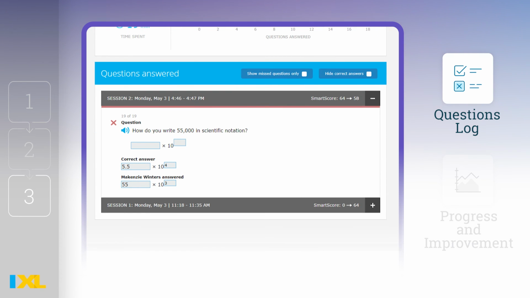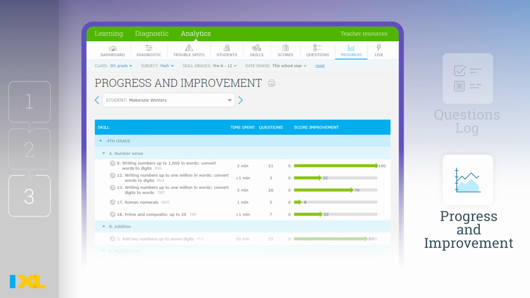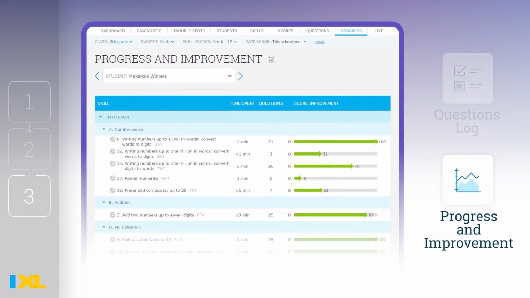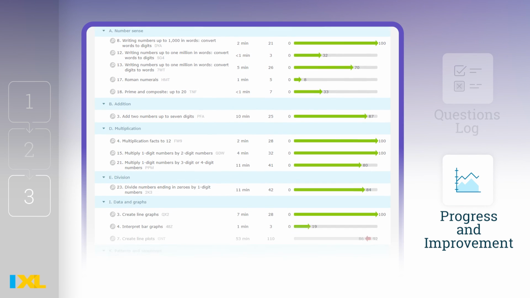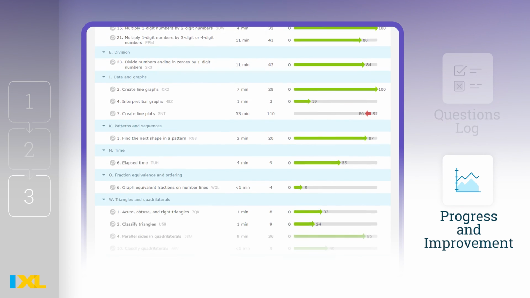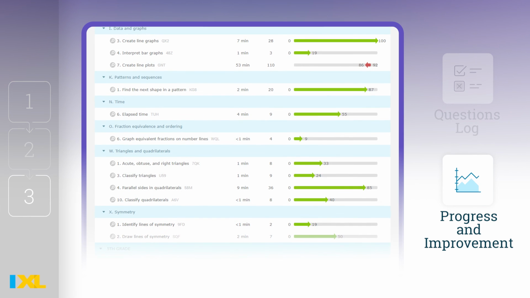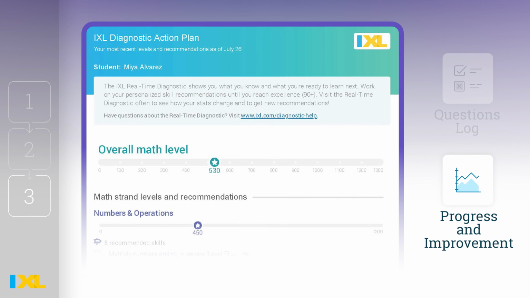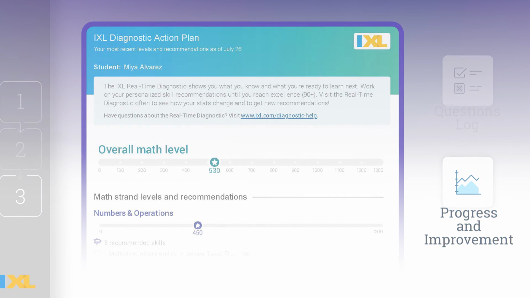And for your annual IEP review, visit the Progress and Improvement Report to visualize the growth students have made on specific IXL skills and see every skill they practice and their score progression for each. You can also use it to identify strengths and weaknesses, and along with the diagnostic action plan, set new goals for the coming school year.